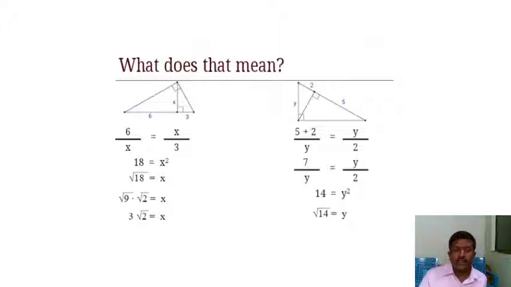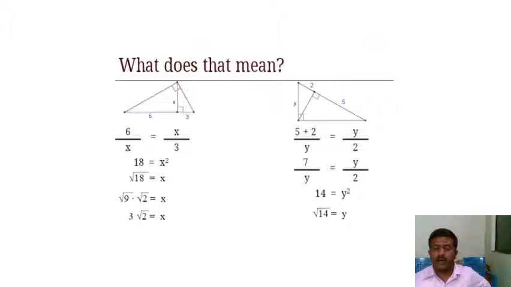So in this diagram, we know that 6 upon x is equal to x upon 3. Here x is the geometric mean of this right angle triangle because this is the altitude. x into x, x square is equal to 18. Take square root of both sides. So root 18 is equal to root 9 into root 2. So taking square root, we get 3 root 2.